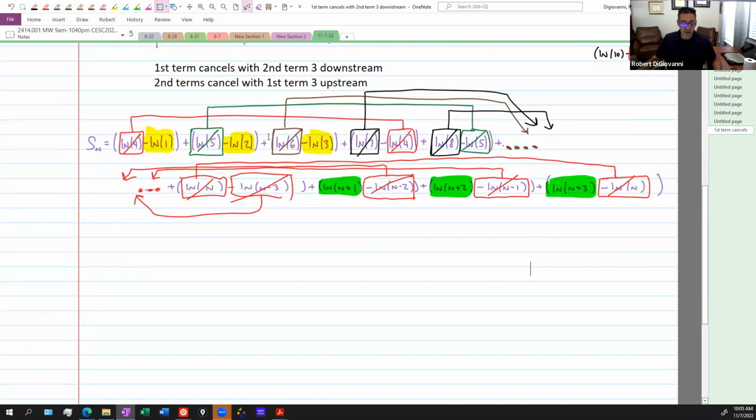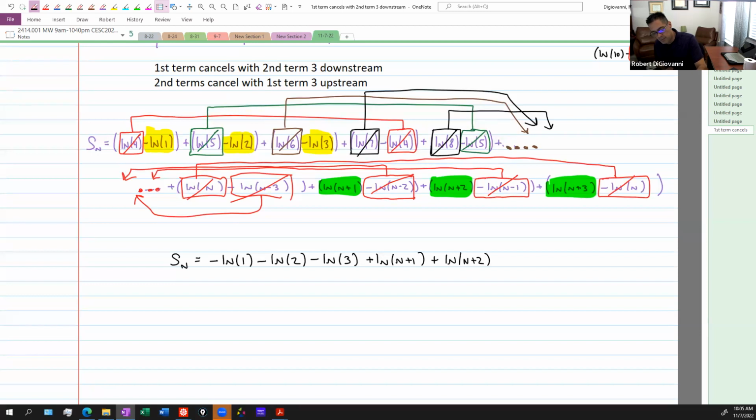So what's in yellow stays, and what's in green stays, which means my formula, S sub n, is negative natural log of 1 minus natural log of 2 minus natural log of 3, but we have all the green pieces, plus natural log of n plus 1, plus natural log of n plus 2, plus natural log of n plus 3.